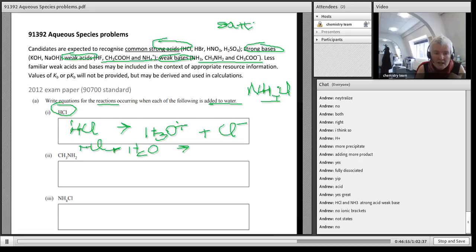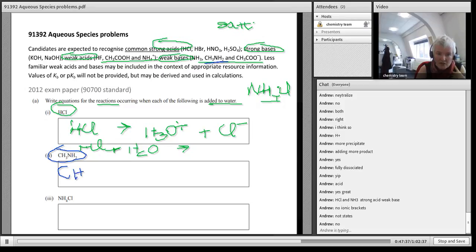Now, this over here, let's go to a different color. As I say, these are the ones you simply have to learn off by heart. If you remember from your organic, that's an amine. And amines are basic, and you're also expected to know this amine for this standard. So it's something that's basic, and it is a weak base. So how do you think it's going to react with water? You can perhaps type it as well over there.